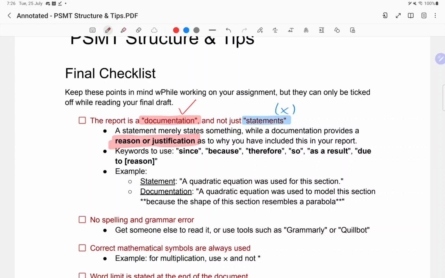We'll get there. Okay, so that's the difference between documentation and statement. The idea is that in your assignment, you want to have more of this thing here. It's like, a quadratic equation, I just explained what it was, that was the x squared thing, was used to model this section because the shape of the section resembles a parabola. Oh, that's why our teacher told us to like provide reasons. Yes. That's what he meant. That's right. That's the key word here, documentation.